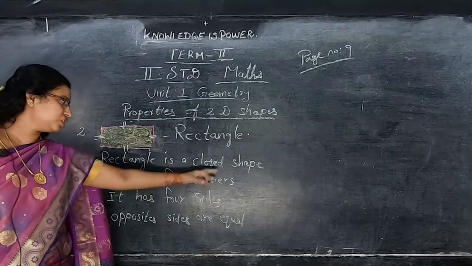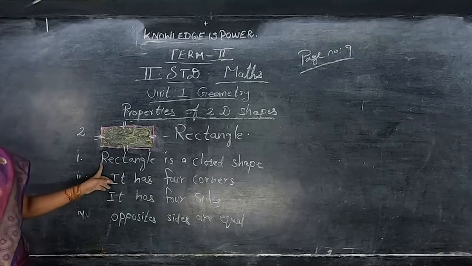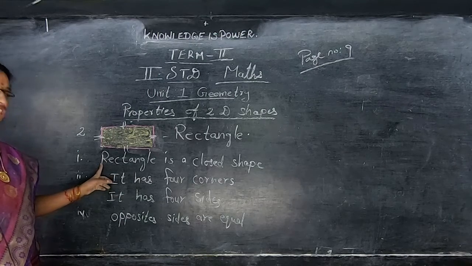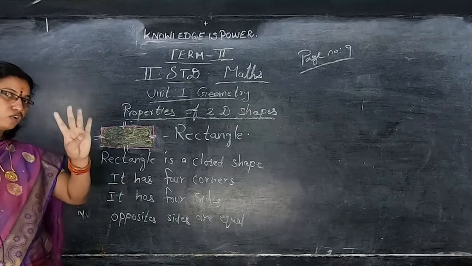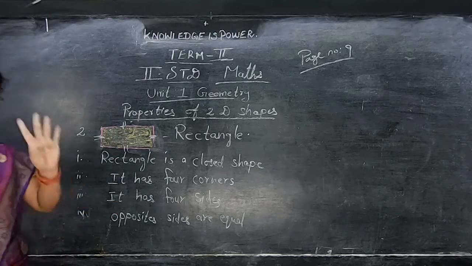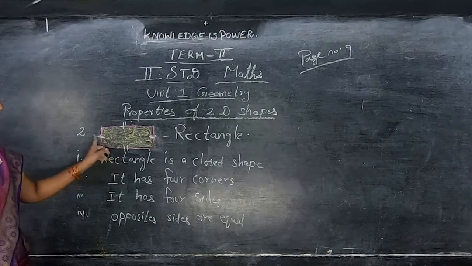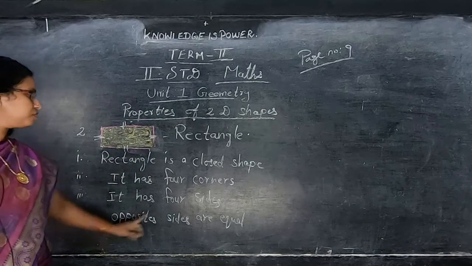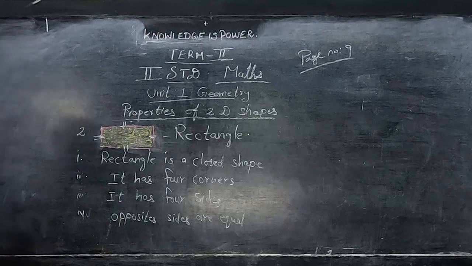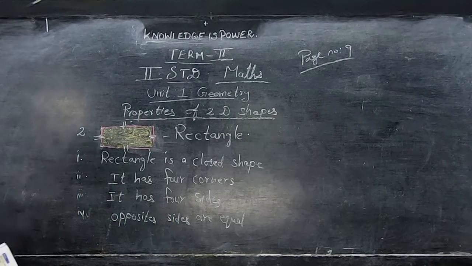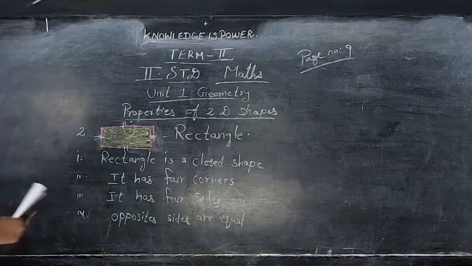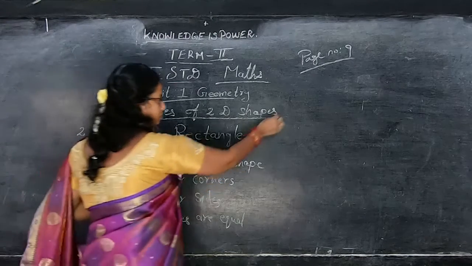See here, the shape is a rectangle. Rectangle is a closed shape. Say children, rectangle is a closed shape. It has 4 corners. It has 4 sides. Opposite sides: this is opposite to this one, and this is opposite to this one. Opposite sides are equal. Finished children? Then I am going to write the next one. You write it down yourself, children.